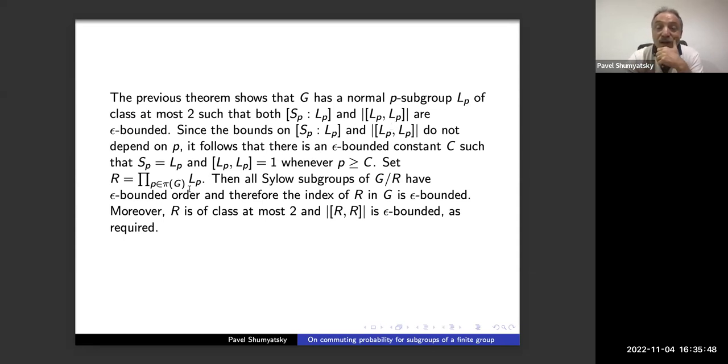And now we consider R to be the product of all these normal nilpotent subgroups of class 2. Since they have all coprime orders, it follows that R is also nilpotent of class at most 2. And since most of these subgroups are actually abelian, the commutator subgroup of R is of bounded order. And again, since most of these subgroups L actually are the whole Sylow subgroups, it follows that the quotient G over R has Sylow subgroups of bounded order, and therefore this whole quotient is bounded. So it follows that G is bounded-by-abelian-by-bounded, as required.